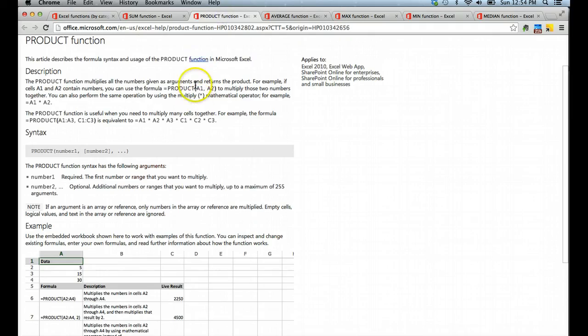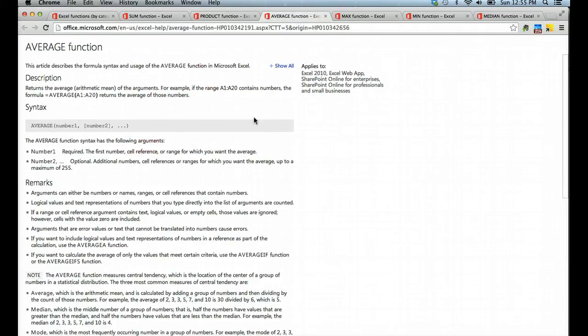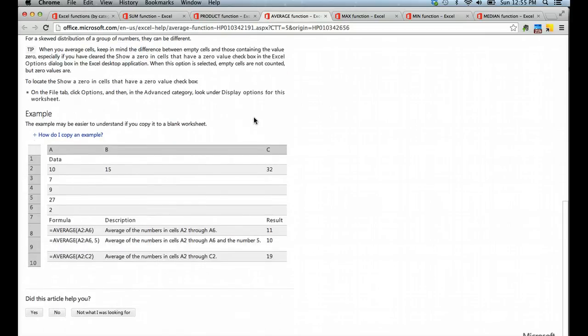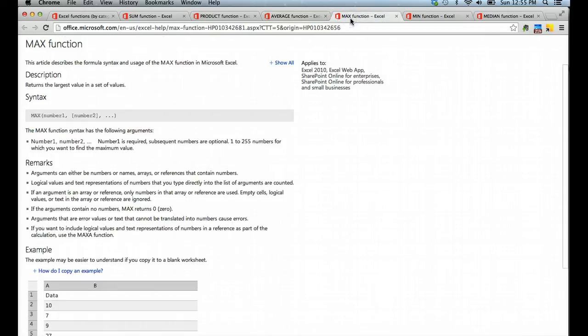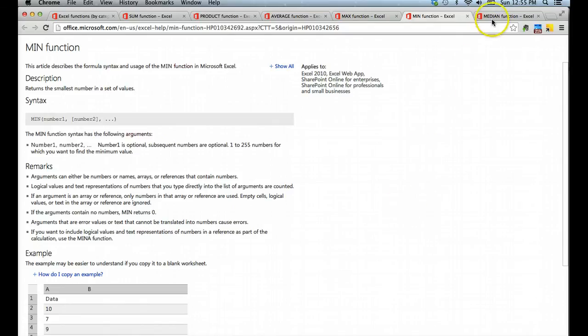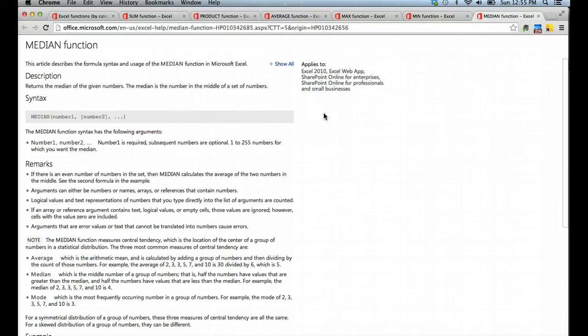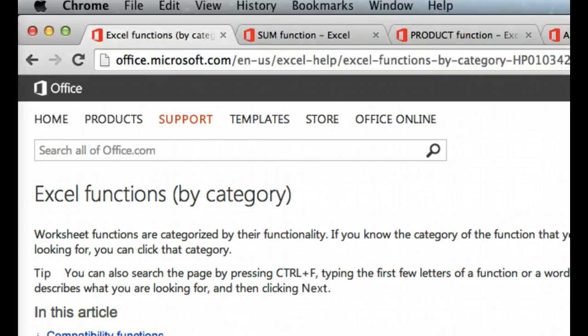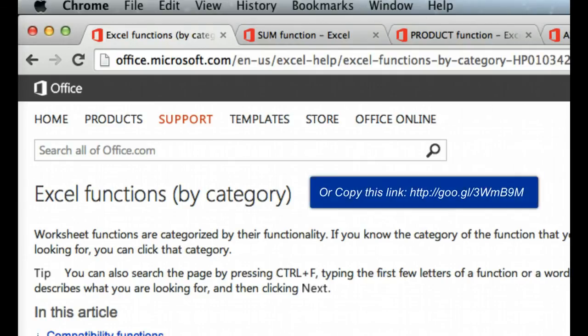Another function would be the product function, which multiplies. The average function finds the average or mean of a certain data set. The max and the min function serve the opposite purpose, one finding the highest number, the other finding the lowest number. And the median function finds the center point of a data set. You can find a full list of functions available through the office.microsoft.com website by searching Excel functions by category.